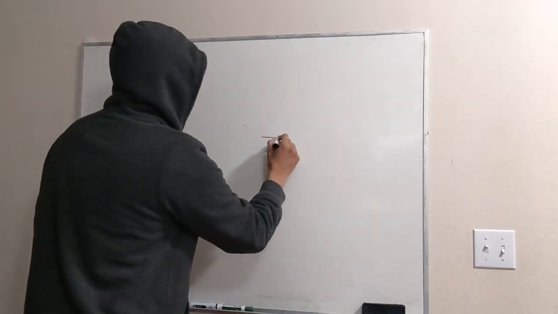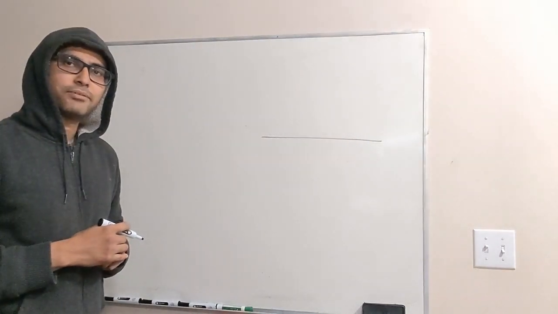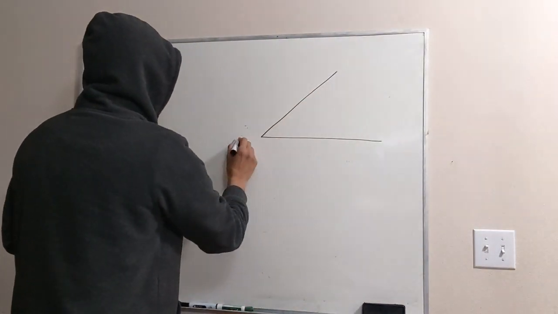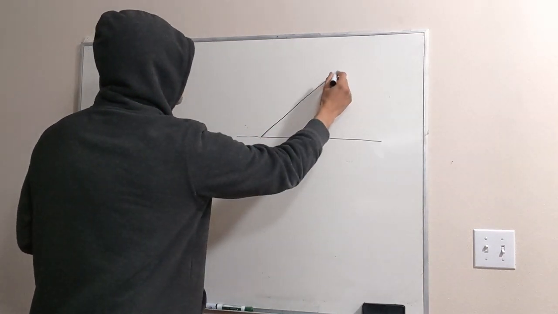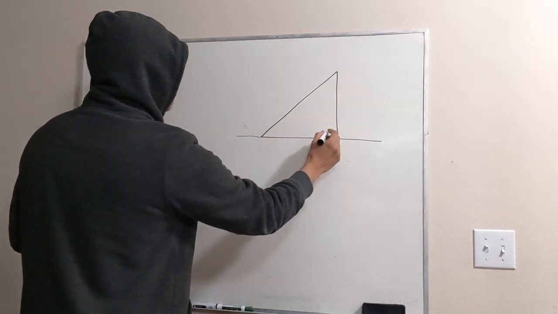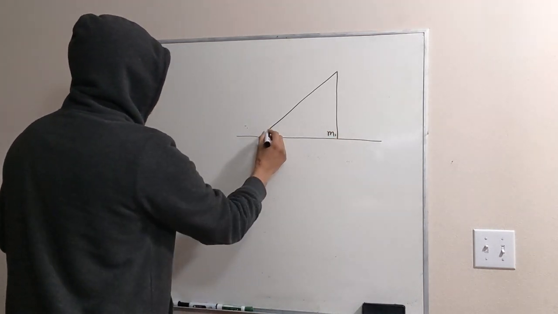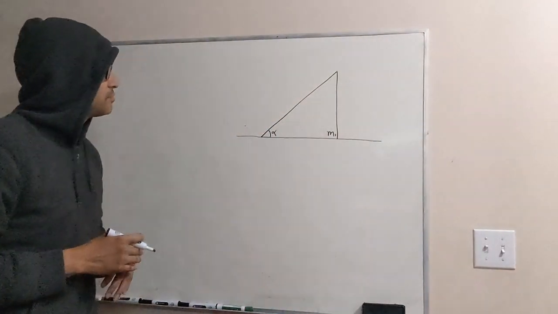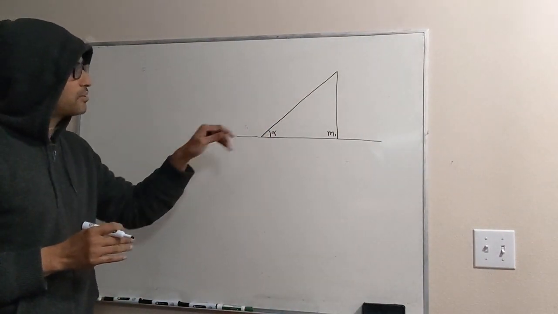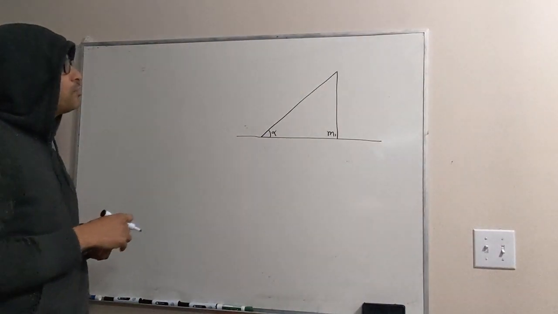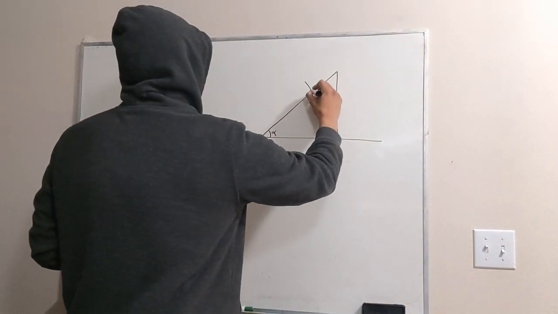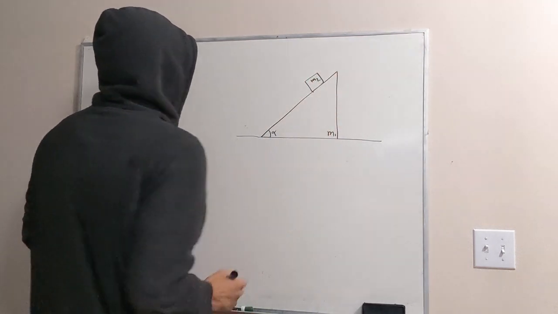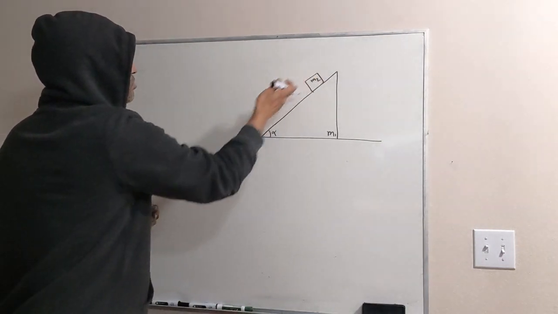So there is a surface, frictionless surface. On this frictionless surface, there is a prism of mass m1 and this angle is alpha. So this prism is lying on this surface. Now you put another block of mass m2 here. And this surface is also frictionless.